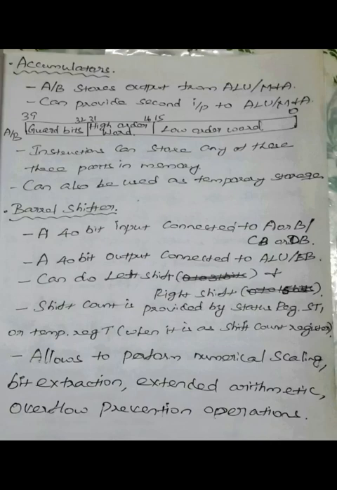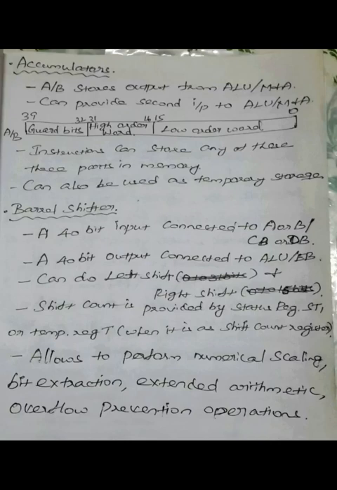And the shift count, how many times the shift operation has to be performed with the help of the barrel shifter, is provided by the status register called ST1 or the temporary register T. When the temporary register provides the shift count, this temporary register is considered as the shift count register. And this barrel shifter allows the digital signal processor C54x to perform operations like numerical scaling, that is scaling the data to a minimum number of sizes, and bit extraction. If you want to extract a particular bit from the multi-bit data, you can do that.